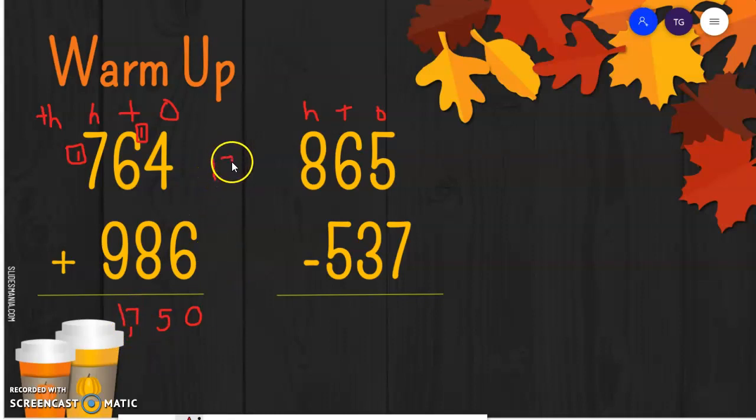And I am going to now check my work by simply using the inverse operation of addition, which is subtraction, to determine if I computed correctly. So it doesn't matter which number you decide to subtract from your sum. It is going to give you one or the other added. So I'm going to use 986.